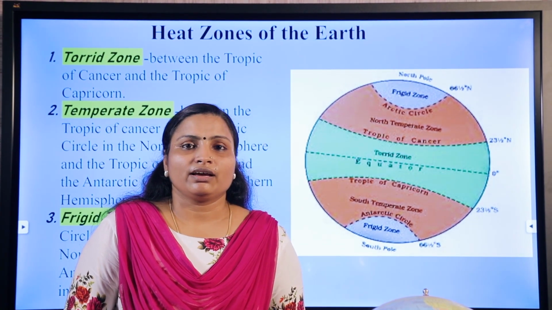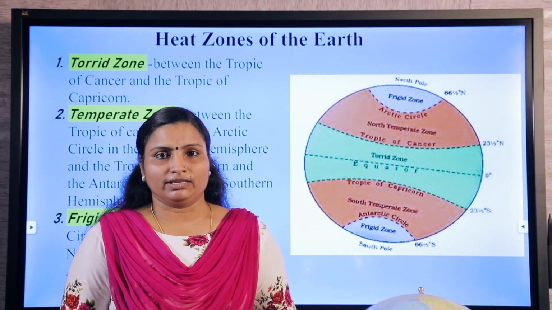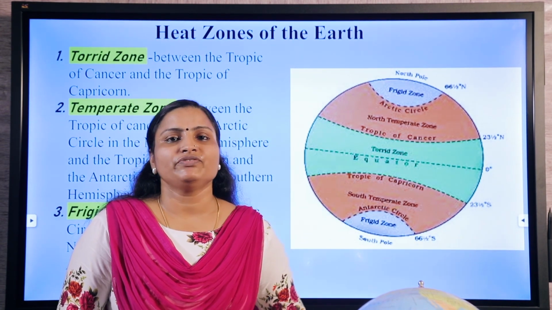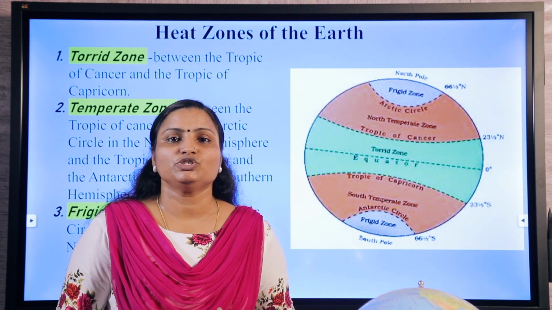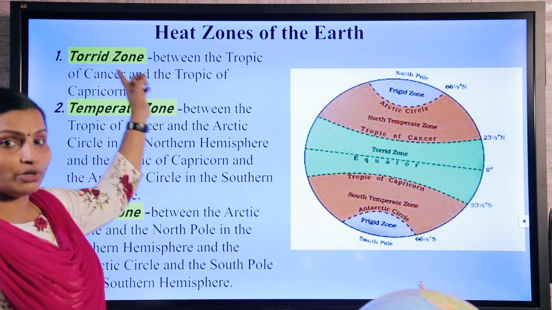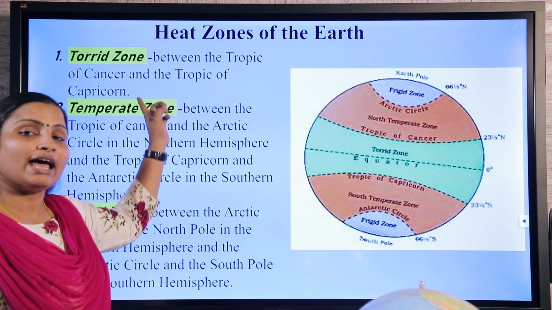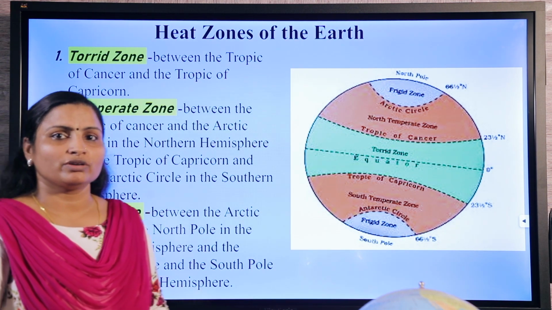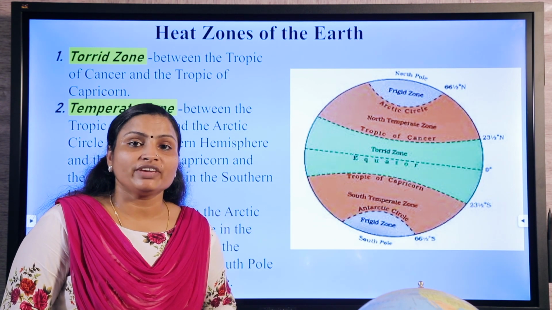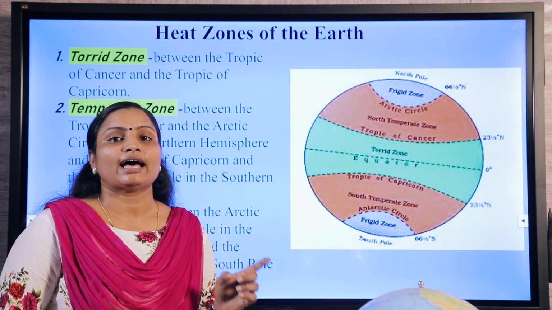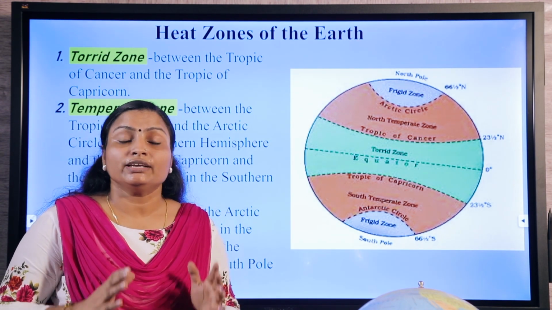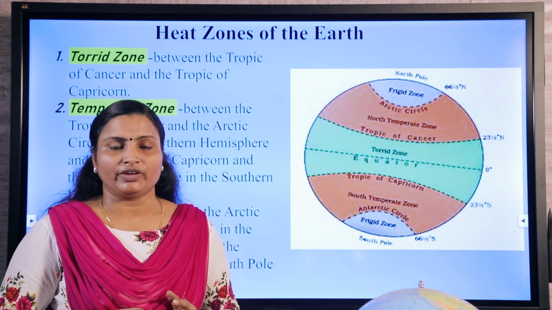Next we can check what are the heat zones of earth. What are heat zones? Based on the heat received from the sun, the earth is divided into 3 heat zones. The 3 important heat zones are torrid zone, temperate zone and frigid zone. What is torrid zone? Where does it lie? Torrid zone, it is between Tropic of Cancer in northern hemisphere and Tropic of Capricorn in southern hemisphere. This region, it receives maximum amount of heat.